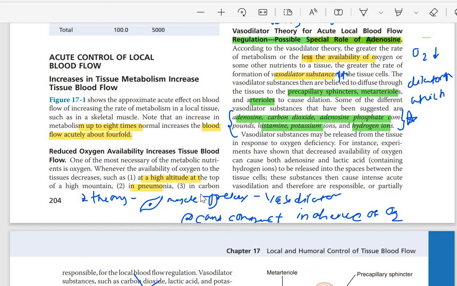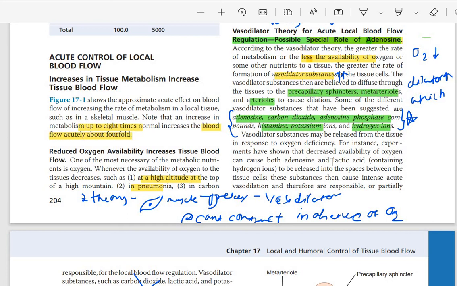You relax the muscle by actively giving vasodilator substances like adenosine, carbon dioxide, adenosine phosphate, histamine, potassium and hydrogen ions. Lactic acid is also a vasodilator, which will have H plus, hydrogen ions, and it will relax the muscles of vessels, leading to vasodilation. The second theory is the oxygen demand theory.